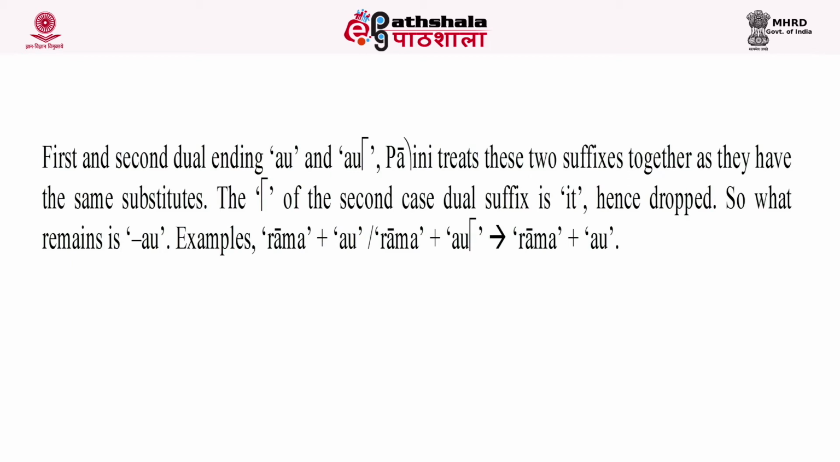Nari plus au, aut, Nari plus au. Nary plus au, yan is the substitute in place of i by Iko yanaci 6177. Nary plus au, Naryau, two women.